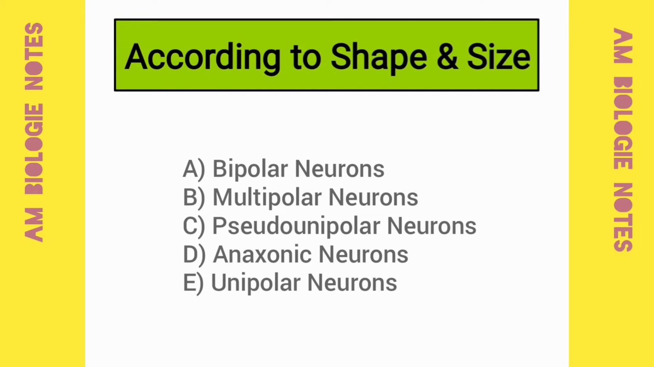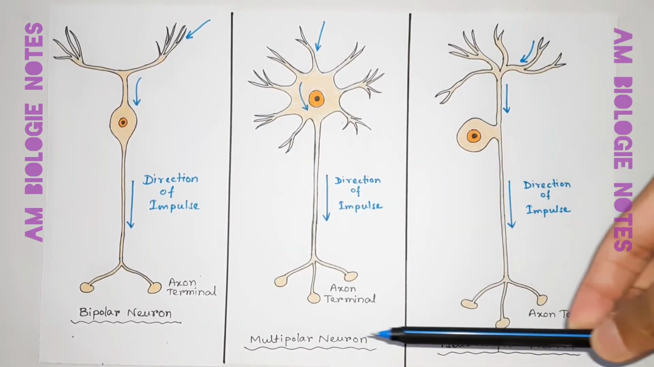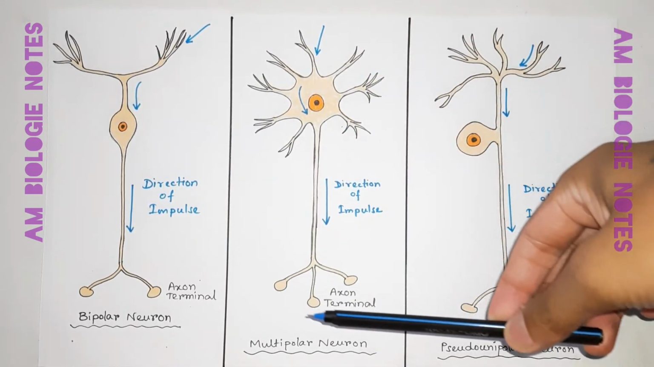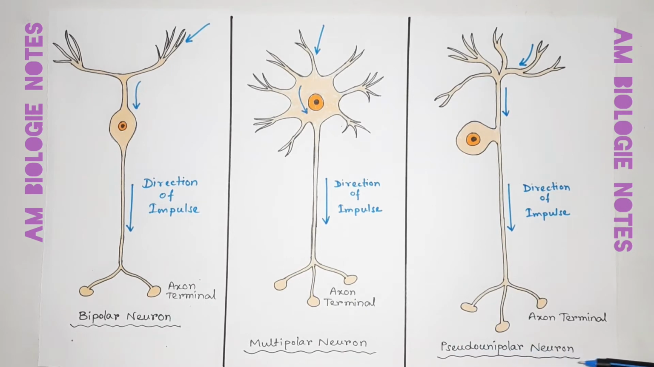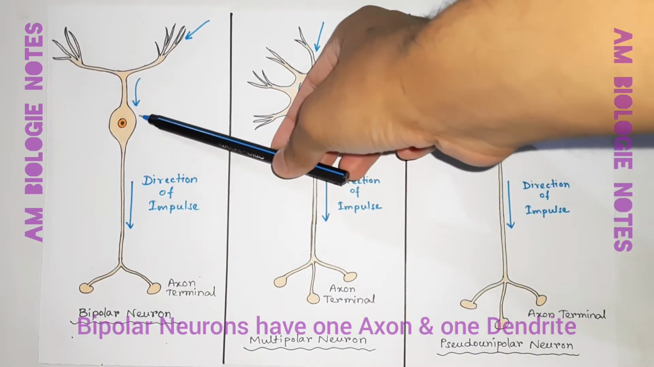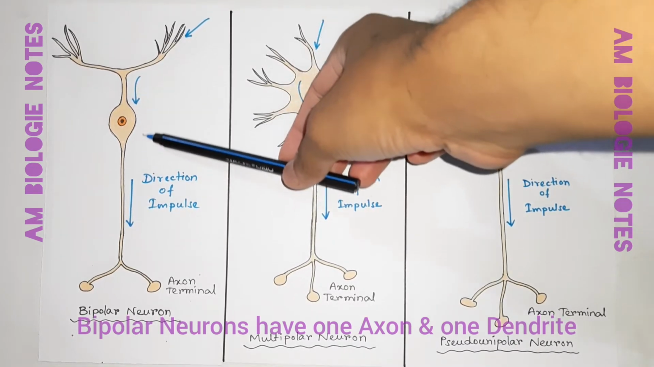According to the size and shape of their processes, neurons may be bipolar, multipolar, pseudo-unipolar, anaxonic, and unipolar neurons. This is a simplified diagram to show you different types of neurons according to the size and shape of their processes. This is bipolar neuron. These neurons have one axon and one dendrite.